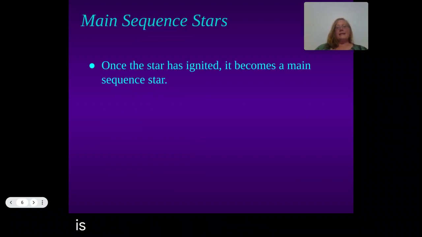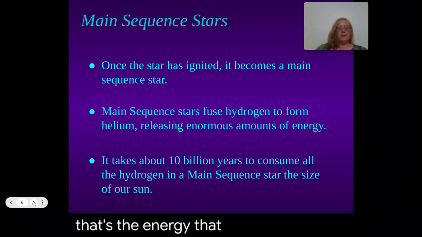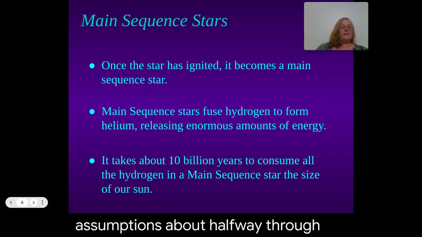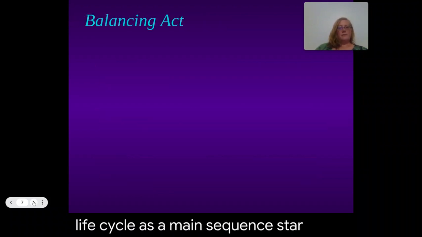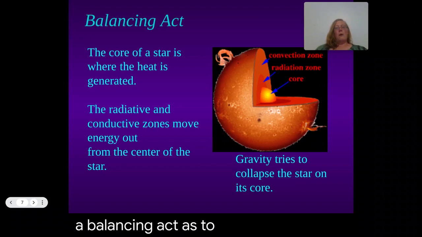Once the star is ignited, it is a main sequence star. So our sun is currently a main sequence star. Main sequence stars are fusing hydrogen to form helium, and that's the energy that we are seeing from the sun. It takes about 10 billion years to consume all the hydrogen in a main sequence star. So our sun is about halfway through its life cycle as a main sequence star. So it's a balancing act as to whether it stays in the step it's in or whether it moves on to the next step.